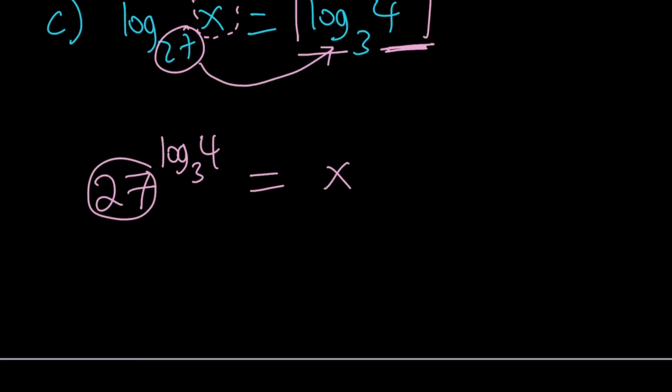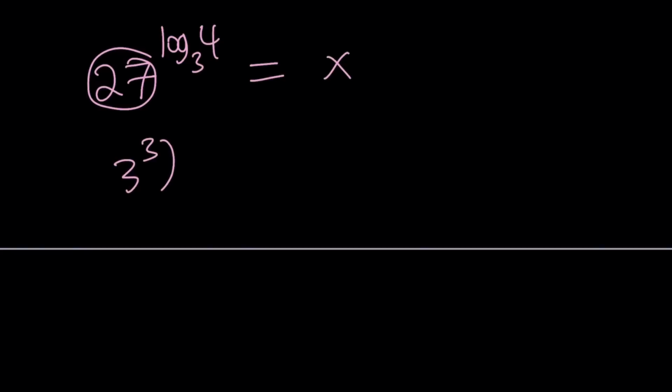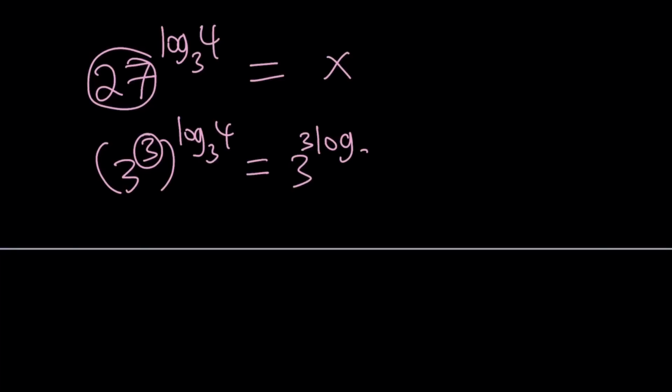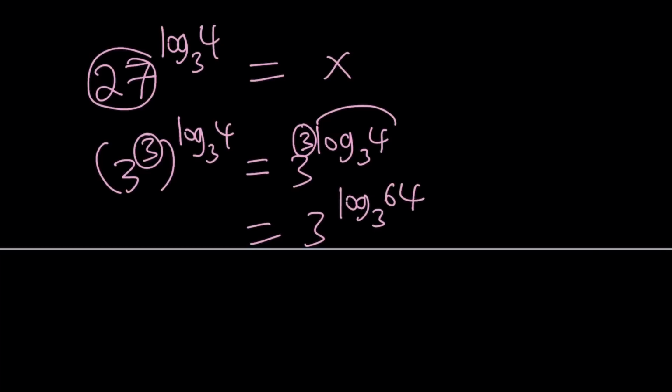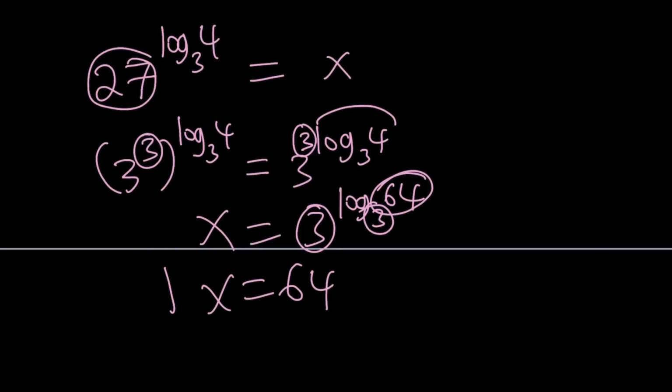Well, you can write the 27 as 3 to the third power, right? So that is 3 to the third power to the power log 4 with base 3. And then you can kind of multiply these two together. 3 to the power 3 times log 4 with base 3. And then move the 3 again. 3 to the power log 64 with base 3. When these two are equal, that's another rule of logarithms, we get the answer as 64. So this is x, so x equals 64 automatically follows here from properties of logarithms.